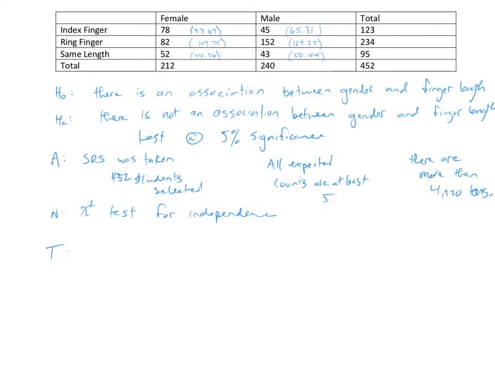Okay, to calculate my chi-squared value, chi-squared is equal to, and it is 78 minus 57.69 quantity squared over 57.69 plus 43 minus 50.44 quantity squared over 50.44, and so on. When we add all those up, you get a chi-squared value of 29.02.